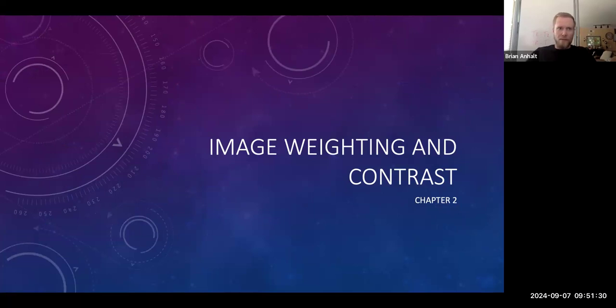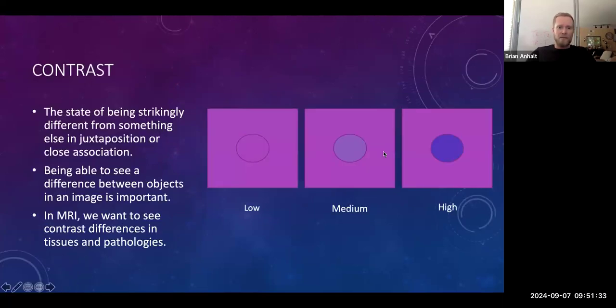Okay, find a button here to move this along. Not working. There we go.